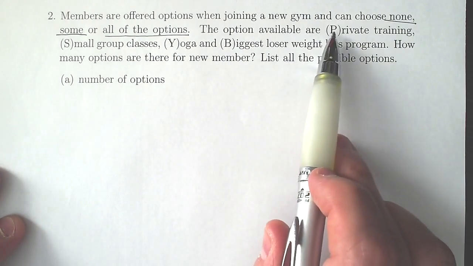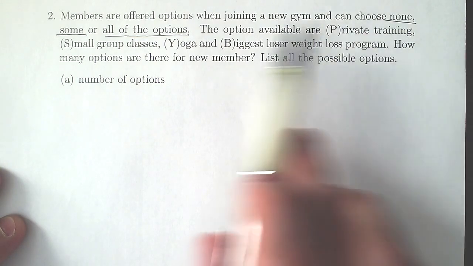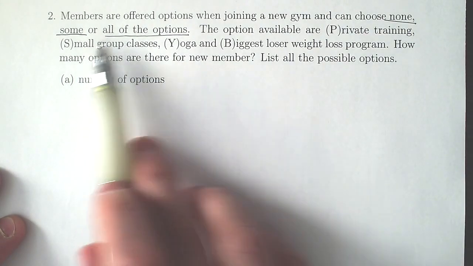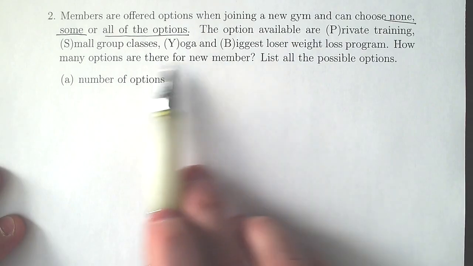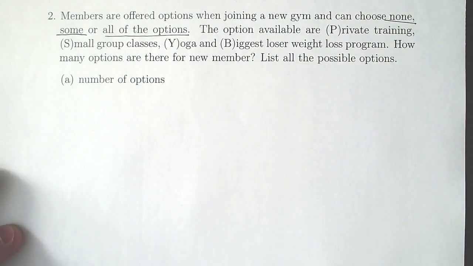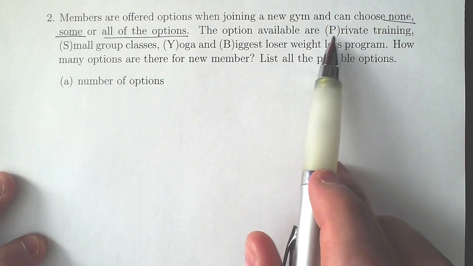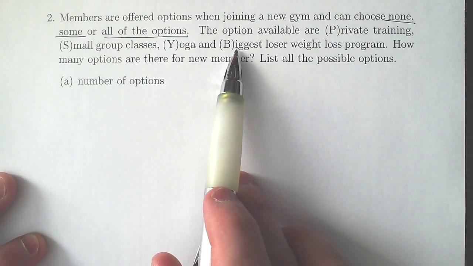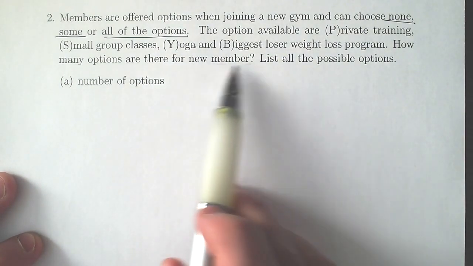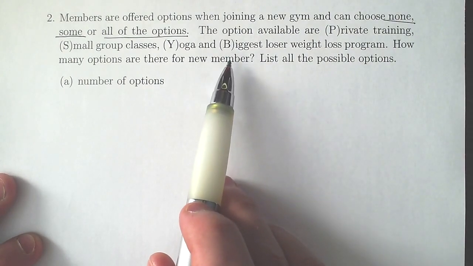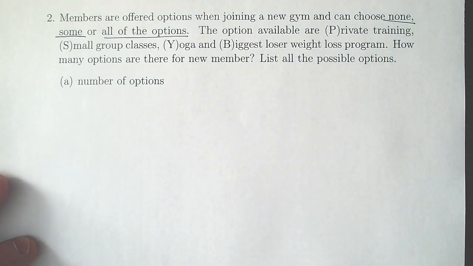Okay, so it looks like there are 4 different things, but it also told us that a member of the gym could choose to do none of them, or some of them, or all of them. So how many options are there? List all the possible options. So here's what I'm thinking. If I'm a member of this gym, I could choose to do all 4 of these things, or I could choose any 3 of them, or any 2 of them, or any 1 of them, or I could choose to do none of them. So there's actually a lot of choices, right?